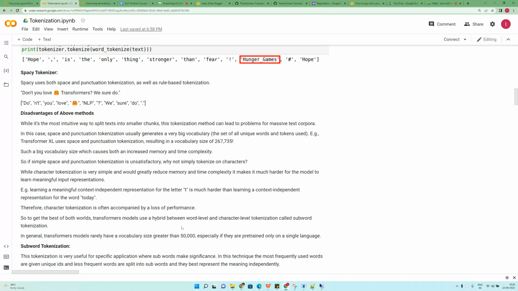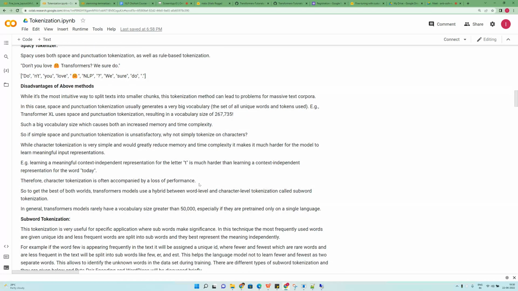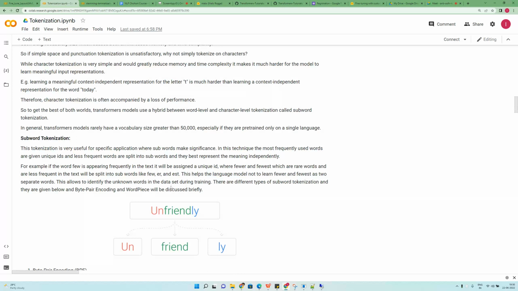They are not using too large a vocabulary size like 267,000, and they are also not using very little like 200, and they don't want to lose the context. So they came up with subword tokenization, where the vocabulary size will be around 50,000 but you are also preserving the context. So let's see how it is done. This tokenization is very useful for specific applications where subwords carry significance. In these techniques, the most frequently used words are given unique IDs and less frequent words are split into subwords, which best represent the meaning independently.